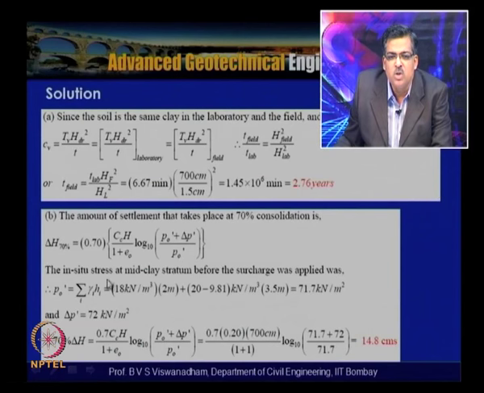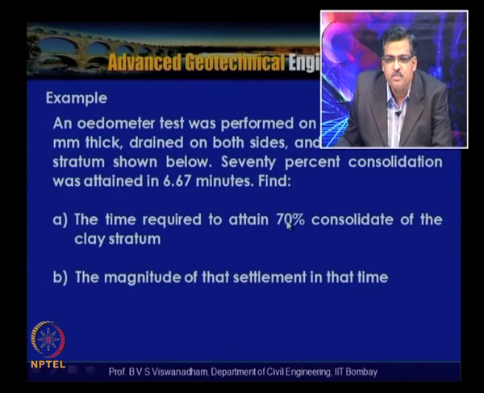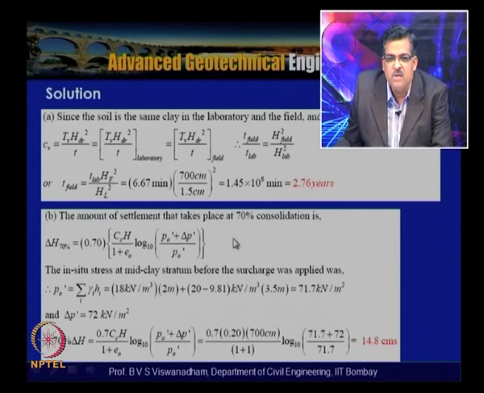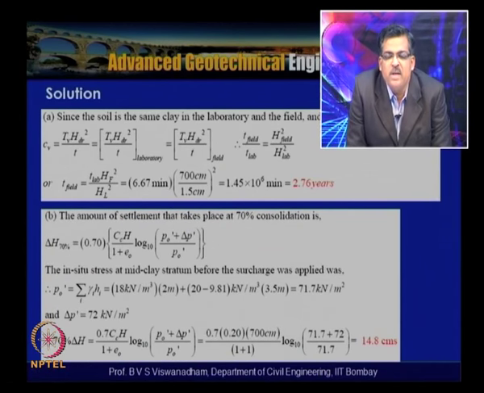So, the in situ stress at mid clay stratum before the surcharge is applied, that is the effective stress, we can calculate. Delta p dash, or delta sigma dash, is 72 kilopascals, and this can be calculated from the unit weight of the sand surcharge, which is the increase in the load. So, with that we get the amount of settlement that takes place at 70% consolidation.